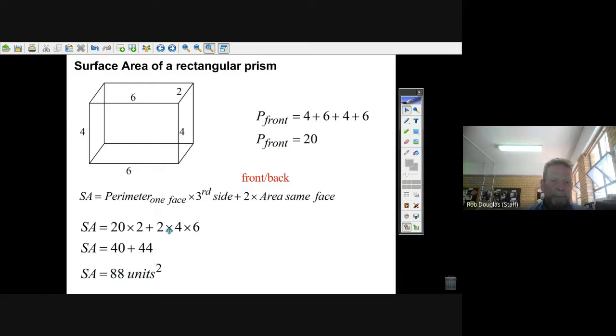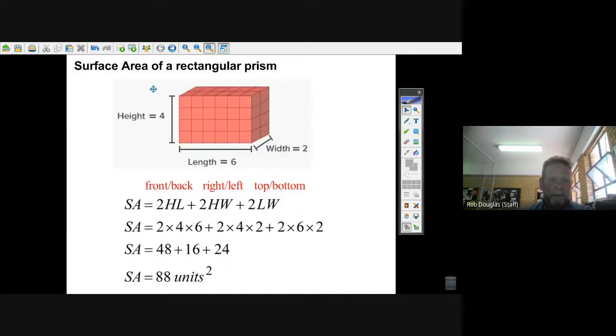And what did we do? We took the perimeter of one of the sides, say the front face, the perimeter of one of the faces, and we multiply it by the other side. And that gives us 8 surface areas around the outside. It gives us top, bottom, right, left. And then we just work out the area of the front and work out the area of the back and put them in there as well. 2 times the front and the back. Put it together. Look, we get the same answer as we did using that other formula.